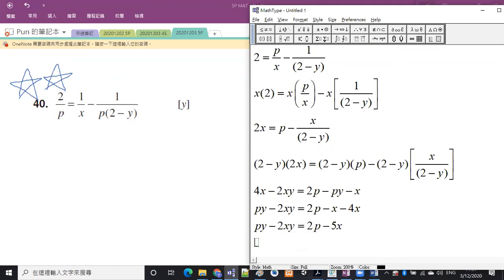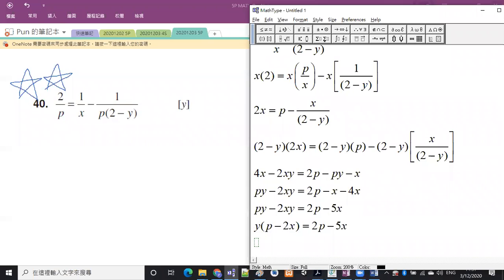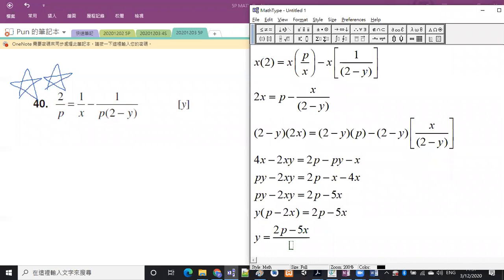Okay? And then I'm going to take out the common factor, y. It's p minus 2x is equal to 2p minus 5x. Finally, just divide the p minus 2x to the right-hand side and you'll get the answer. Like this. Okay? And y is alone on one side, and on the other side, there is no more y terms. Okay, so that is the subject, and that will be the answer.